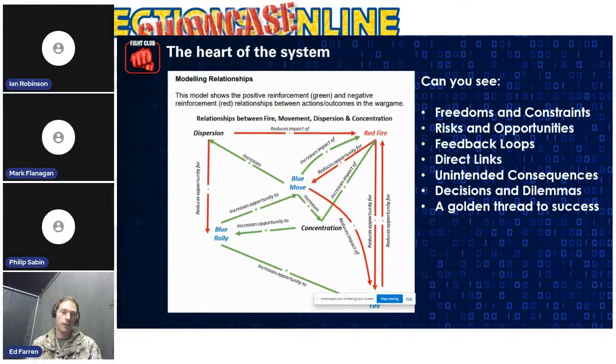And you can see all the things there in the bullet points are contained within the heart of the system. That there are feedback loops, there are direct links, there are unintended consequences, but finding that golden thread to success proves hard. And I think when you play the game, sometimes it all comes together, and by turn 5 you're going to win, and other times it just doesn't fall together at all, and it's in pieces, and you're struggling to just hold the line, and running out of time and taking too many hits.